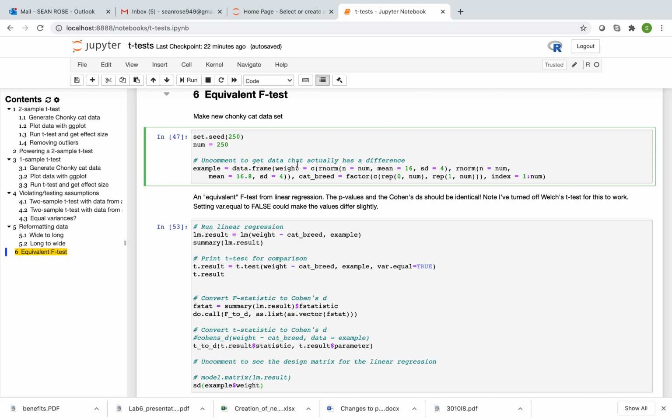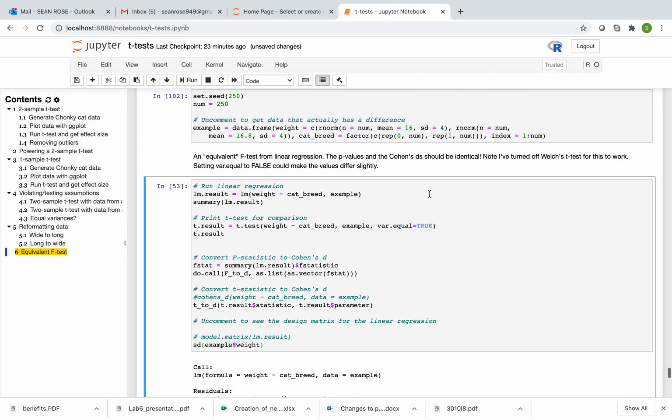So I'm generating data from two different populations. I'm sampling a normal distribution with mean 16, standard deviation 4 for the first cat breed, and for the second cat breed I'm doing a mean of 16.8, same standard deviation. And then I'm going to design an F-test from linear regression.